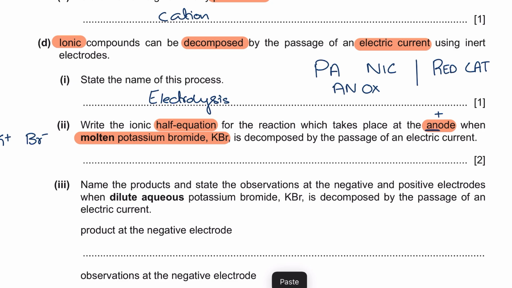Bromide is going to be attracted to anode and oxidation occurs. What is oxidation? Remember it by using OIL RIG. Oxidation is loss of electrons. This L stands for loss and reduction is gain of electrons. Now to balance it, 2 with bromide ion and 2 electrons.